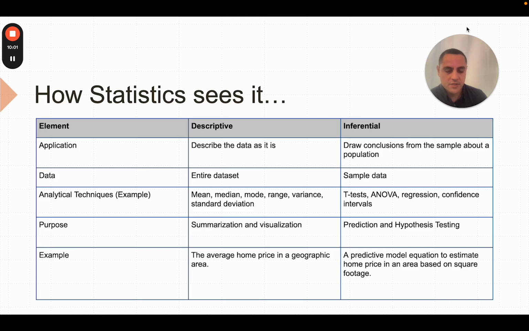The purpose there is prediction and hypothesis testing. An example would be a predictive model equation that we develop using data to estimate or predict the home price in areas, let's say based on square footage. We might use other characteristics as well, including number of bedrooms and whether it has a garage, and so on. But that is really the two categories of statistics, right? Descriptive and inferential. And you can tie these back to the different types of analytics you might employ.